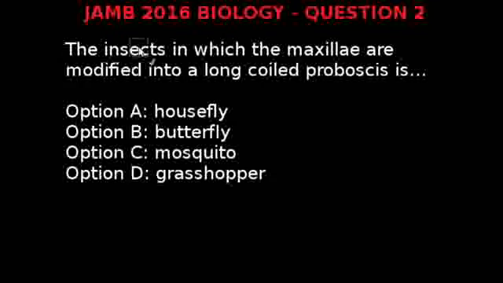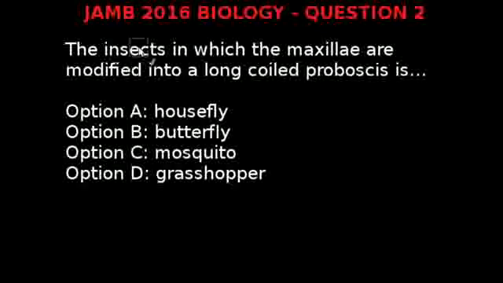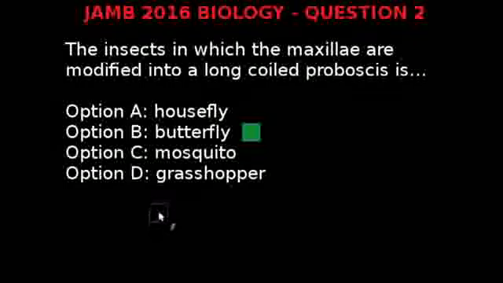JAMB 2016 Biology Question 2. The insects in which the maxilla are modified into a long coiled proboscis is option A, housefly, option B, butterfly, option C, mosquito, option D, grasshopper. The correct answer here is option B, butterfly.